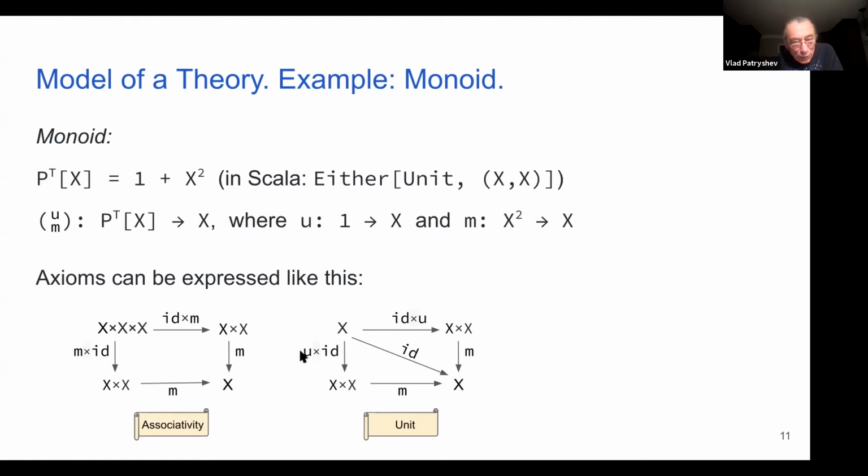So we apply u on the left side. The left component would be u, the right component would be the same x, so identity. So it's u cross x. And then apply composition, apply this merge operation.